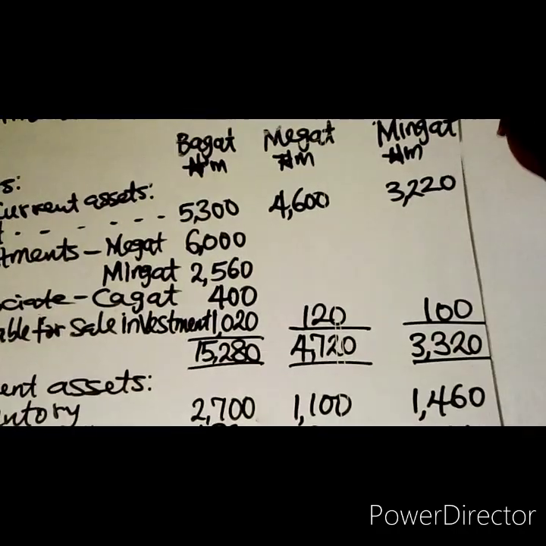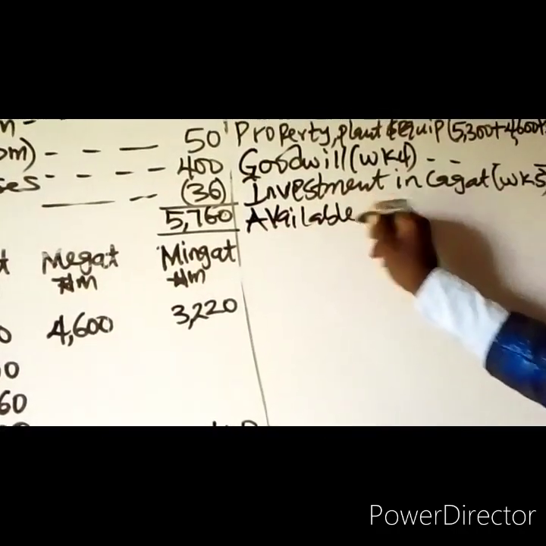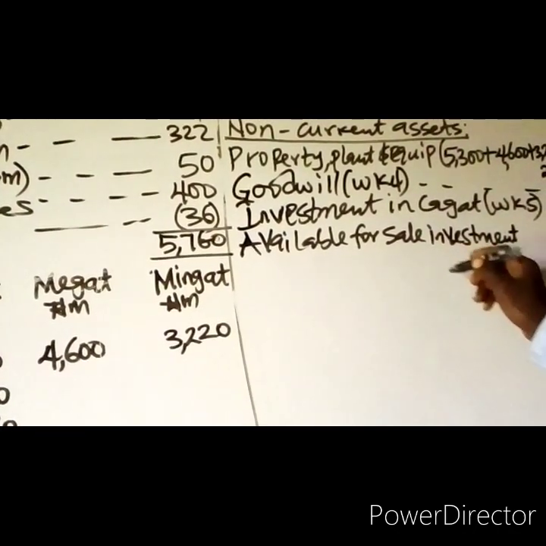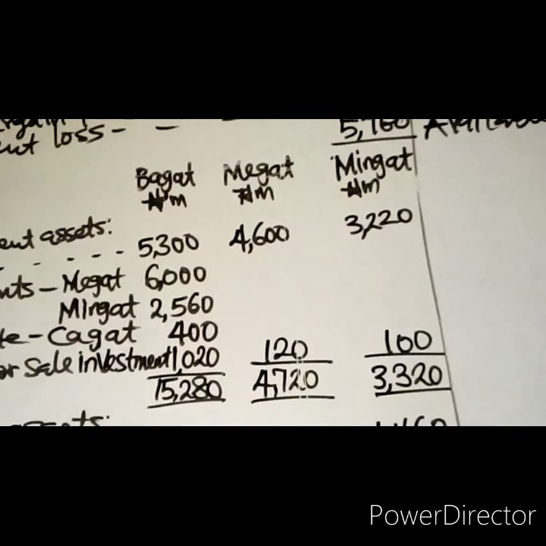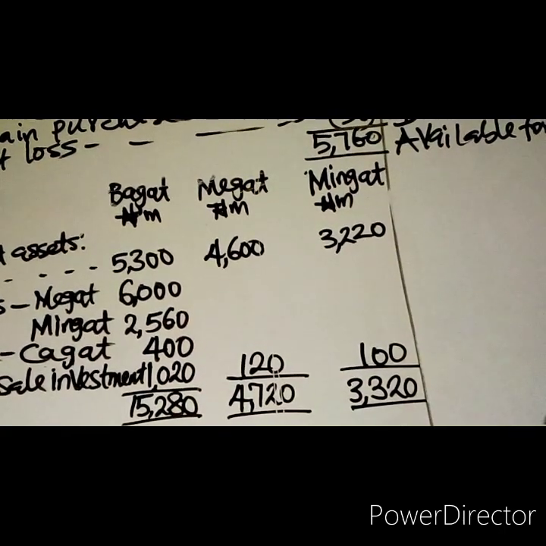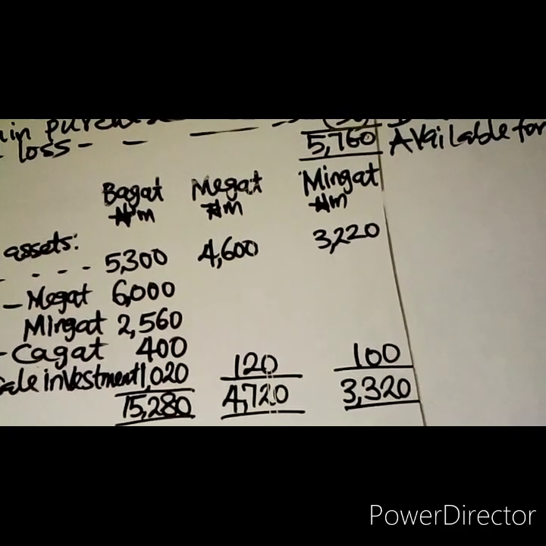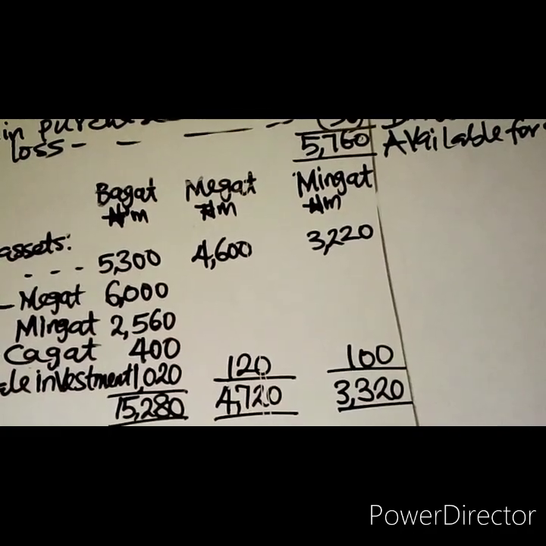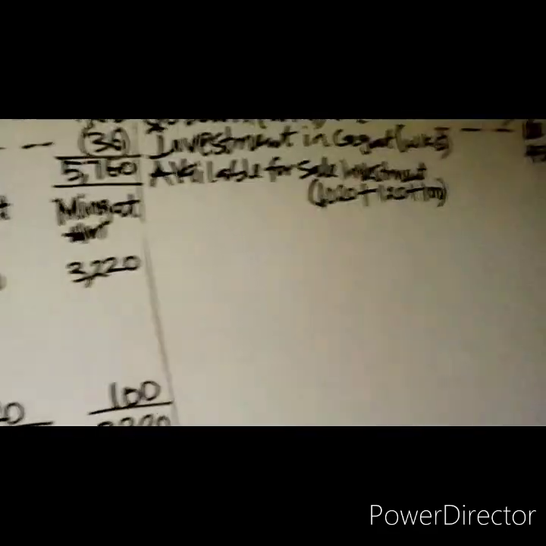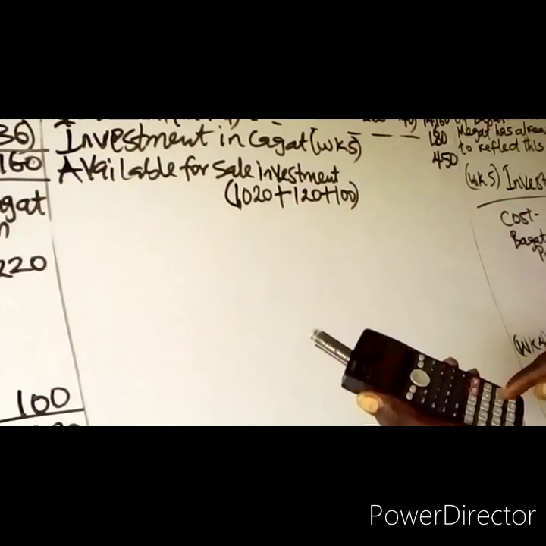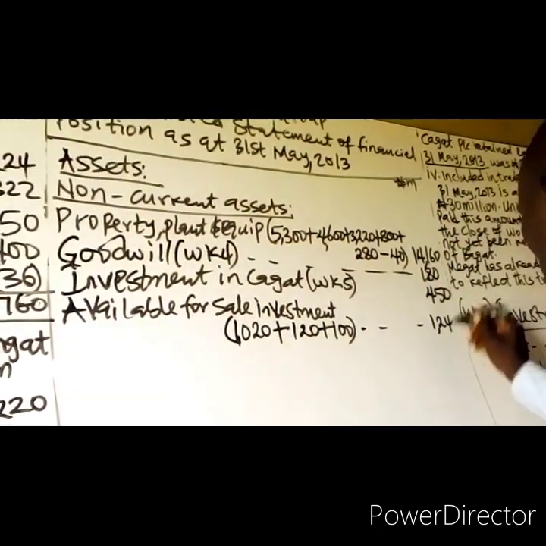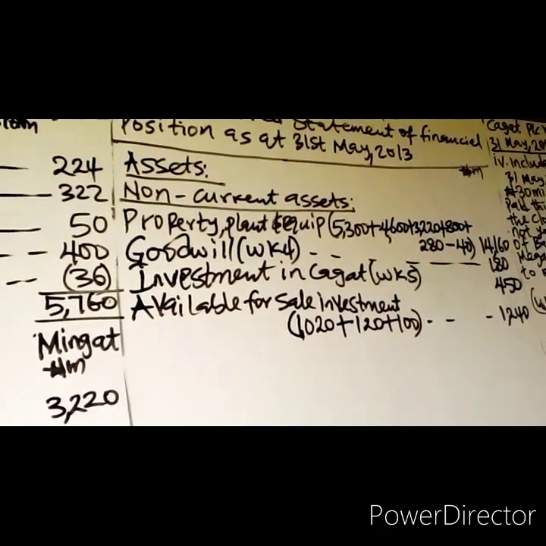Available for sale investment should be measured at fair value. There is no additional information on the available for sale, so just sum up the value as per the statement of financial position. It is believed that this carrying amount is equivalent to the fair value. So we have 1020 plus 120 plus 100. So the fair value of the available for sale is 1,240.